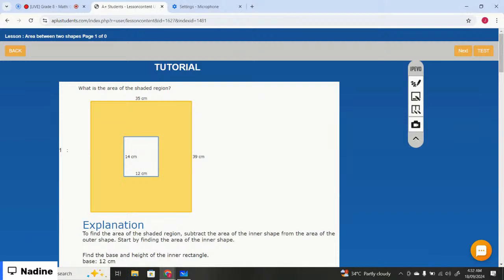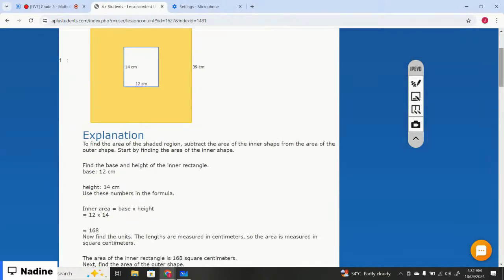What is the area of the shaded region? So you can suppose it like a wall and inside a window. You need to calculate the area of the wall excluding the window, right? So how do we calculate? We need to calculate the area of both the inner and the outer rectangle, right? Then you have to subtract the area of the inner rectangle out of the outer one.